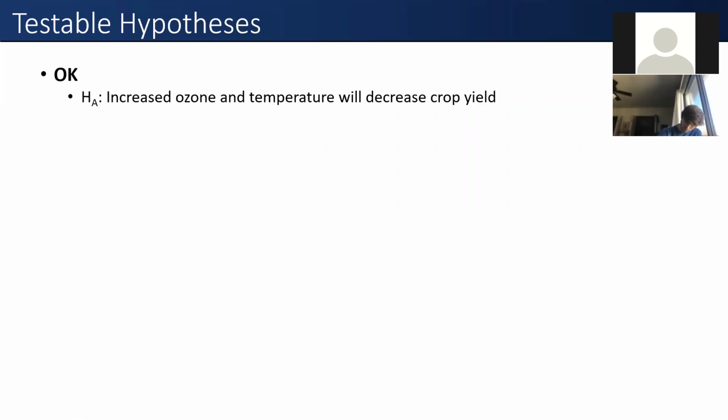All right, so going back to our example of ozone and temperature impacts on crop yield, I'll go through a couple examples of testable hypotheses. All right, and I'm saying this one, it's okay, and this is an active hypothesis: increased ozone and temperature will decrease crop yield. It's okay, but there are a couple of things that we could do here to improve this, because really, we've got a couple things going on in there.